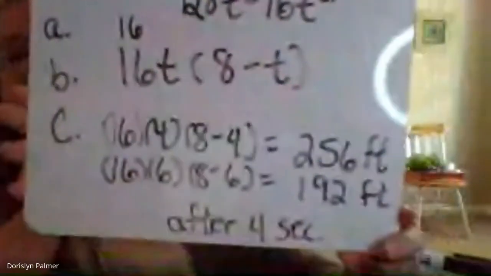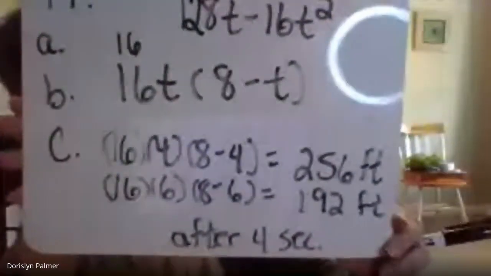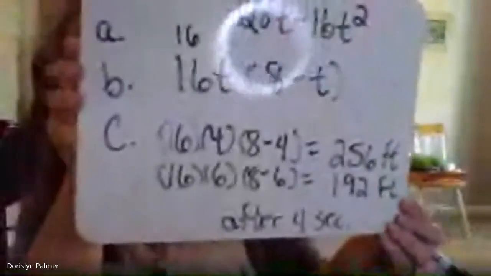All right, so you put in a 4, you get 256 feet. You put in a 6, you get 192 feet. So the answer is after 4 seconds. My question is why? So I'm going to go to Matthew for that one. Matthew, why is it higher at 4 seconds? If I'm shooting this rocket up into the air, shouldn't it be higher after 6 seconds?